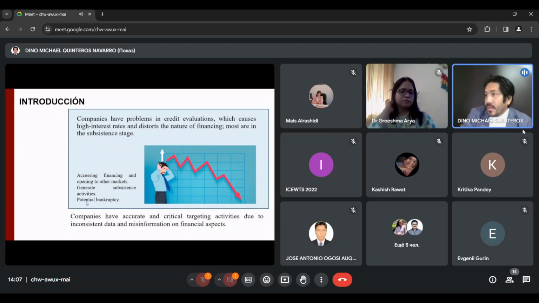Potential bankruptcy. Companies have inaccurate and critical targeting activities due to inconsistent data and misinformation on financial aspects.